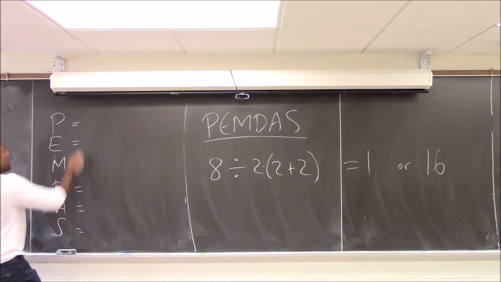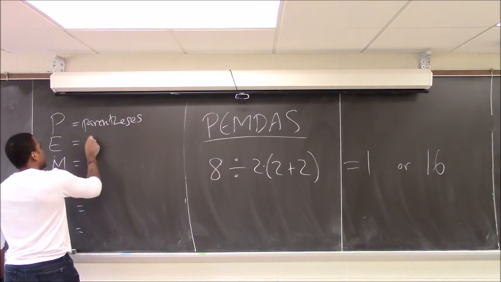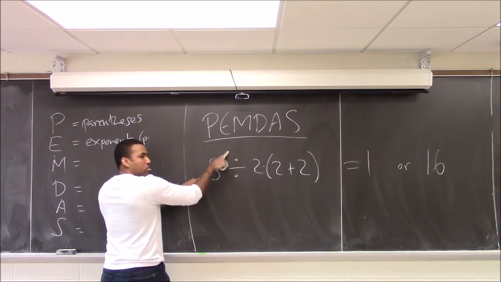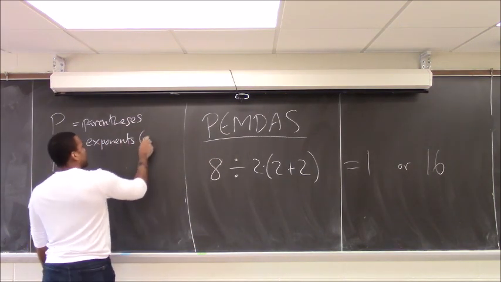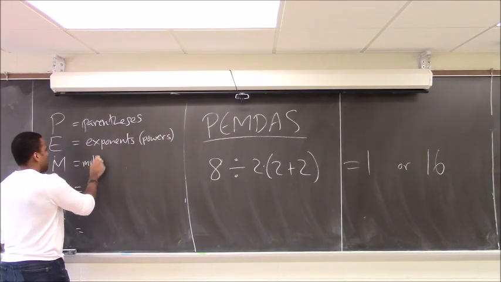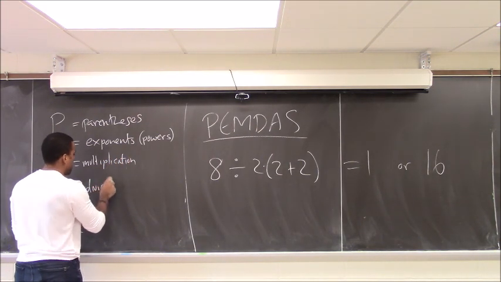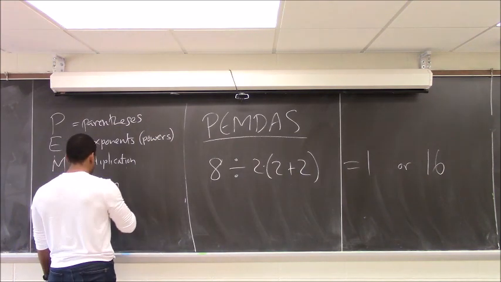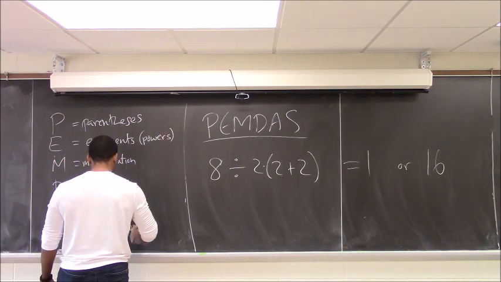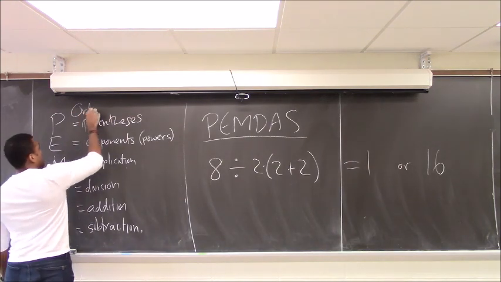So, PEMDAS is a mnemonic. P stands for parentheses. E stands for exponents. This means powers, like the little number that you would write up here. We're going to actually talk about that. M stands for multiplication. D stands for division. A stands for addition. And S stands for subtraction. Okay, so far so good. This is called the order of operations. That's what they refer to it as.